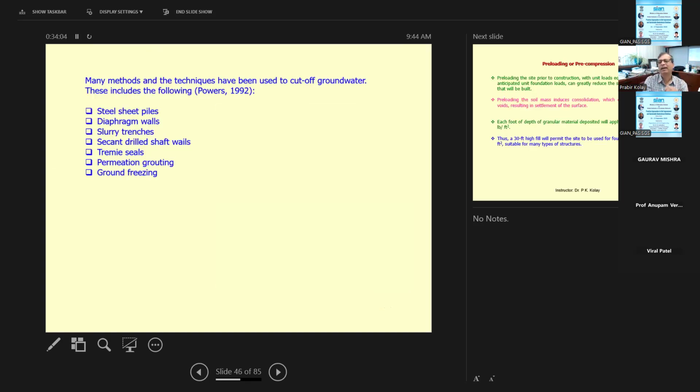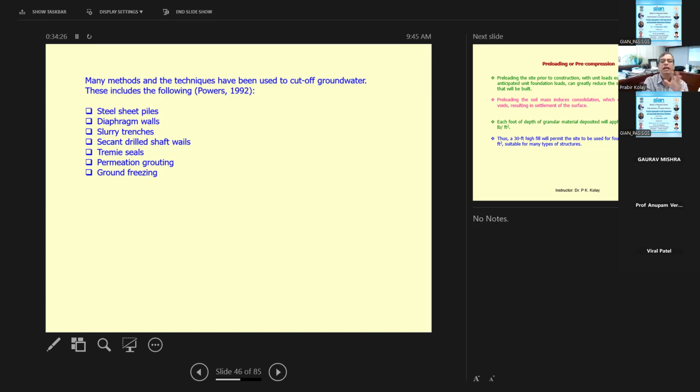And this one is the cutoff wall. Generally we don't use just dewatering here, so this is a total cutoff. There may be sheet piles, diaphragm walls, or solid slurry trenches. Then there are drilled secant walls, tremie seals, permeation grouting, and ground freezing. So these are complete cutoffs of the water.